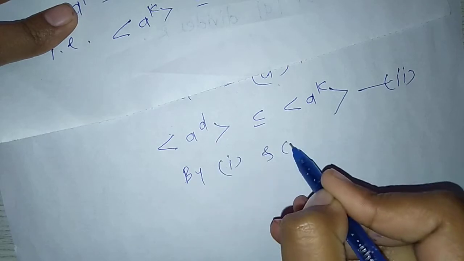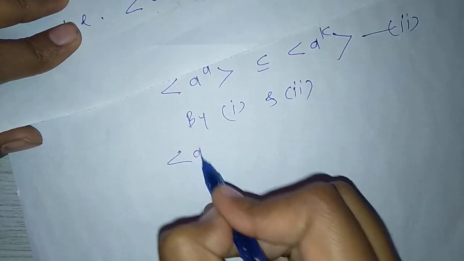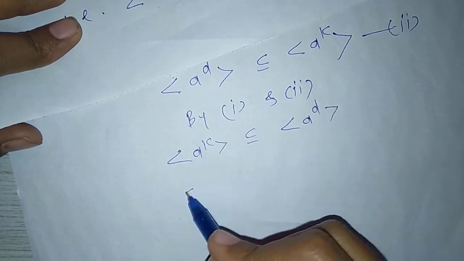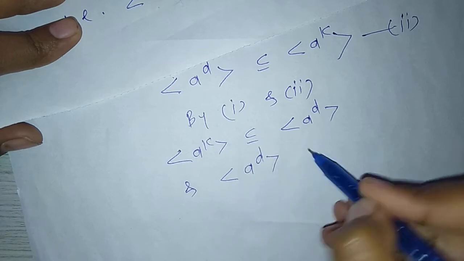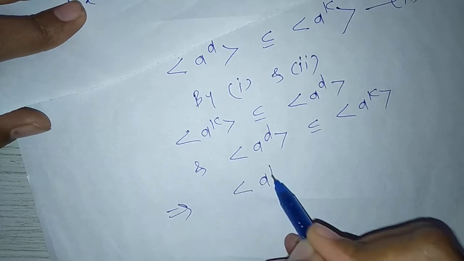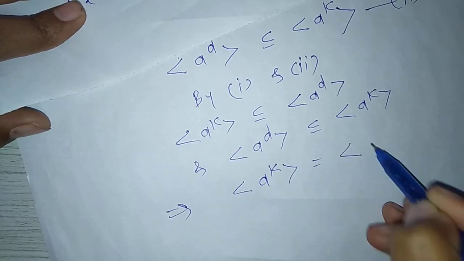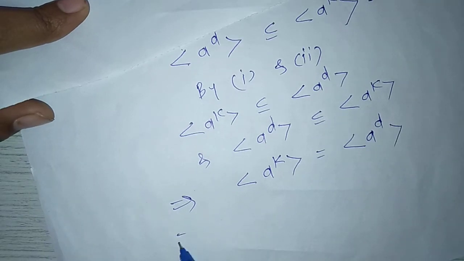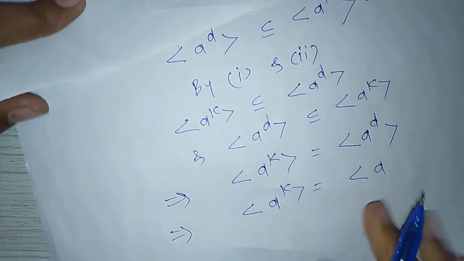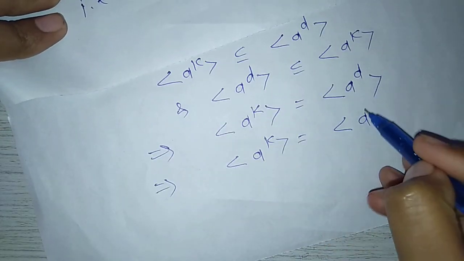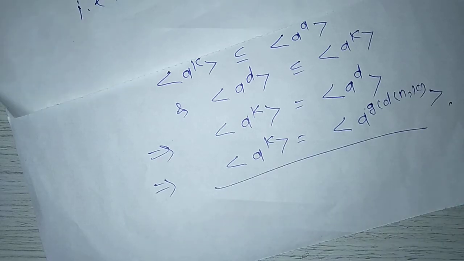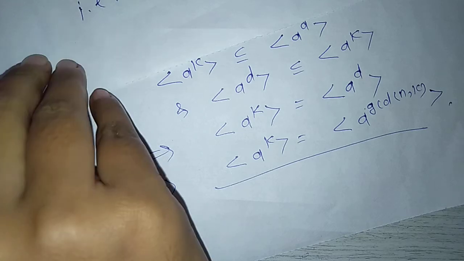By 1 and 2, we get the set generated by a raised to k is a subset of the set generated by a raised to d, and the set generated by a raised to d is a subset of the set generated by a raised to k, which implies the set generated by a raised to k equals the set generated by a raised to d. But d is nothing but the GCD of n and k. First is proved.